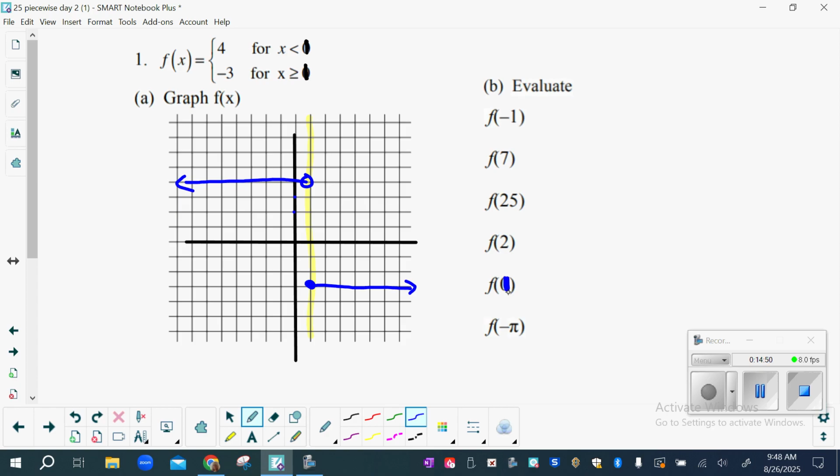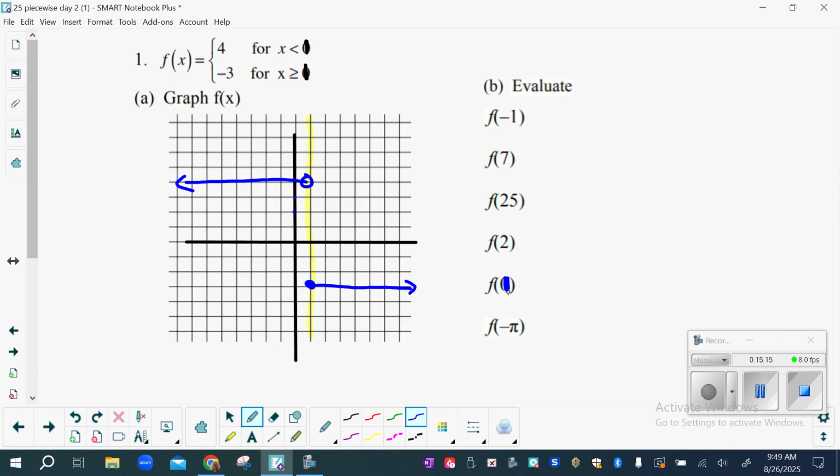So what we're doing is that we are going to be plugging in these numbers. And I'm going to tell you this right from the top. Every answer on this is either going to be 4 or -3, because those are our only two choices. Y is either going to be 4 or -3. And the question is, when do I use 4 and when do I use -3?